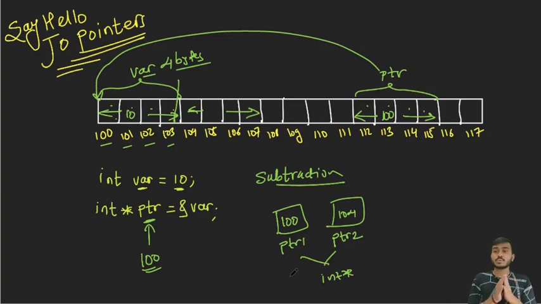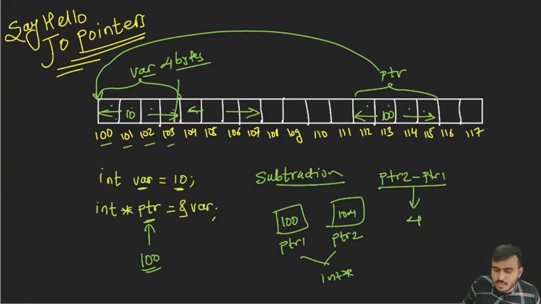So in C++, you can subtract two pointers of a similar data type. If the two pointers are of similar data type, then you can subtract them. So I can write PTR2 minus PTR1. Just pause the video and try to guess what the output will be. If you are thinking that the output will be 4, then it is wrong. The output of PTR2 minus PTR1 is going to be 1. This is very important.